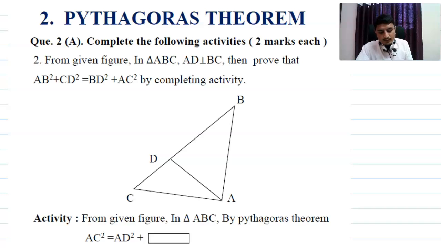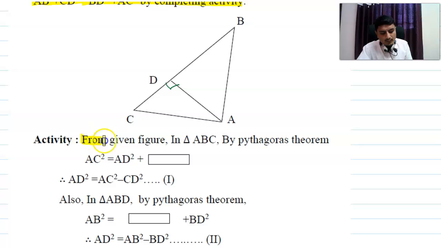Activity second is of the form: from the given figure, in triangle ABC, AD is perpendicular on hypotenuse BC. Then we have to prove that AB square plus CD square equals BD square plus AC square by completing the activity. So from the given figure, in triangle ABC, angle A, that means angle BAC, equals 90 degree. So we can use Pythagoras theorem in triangle ABC.